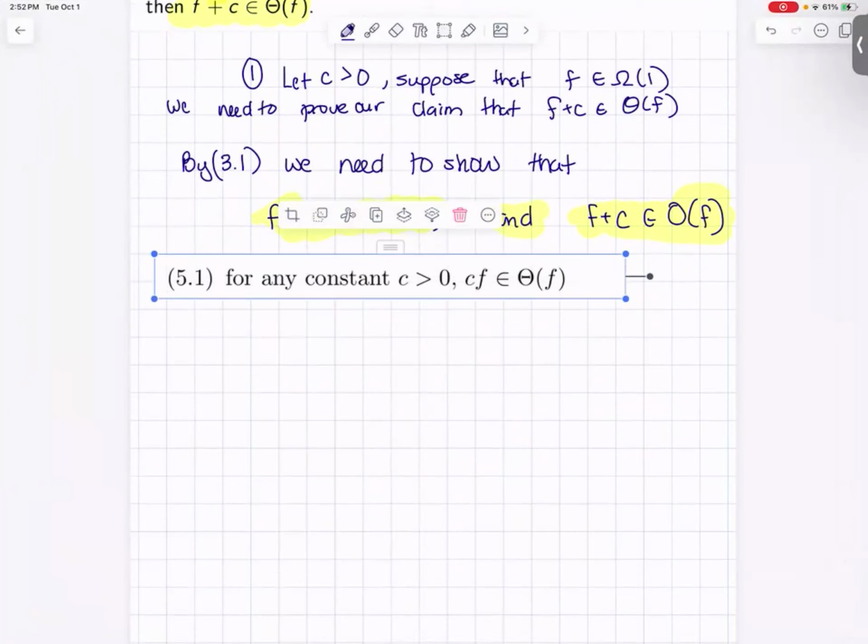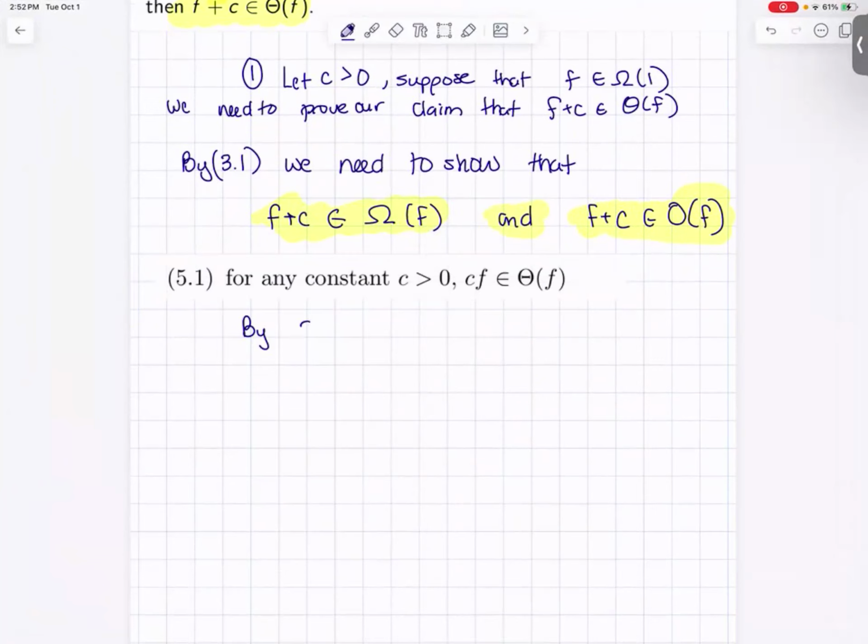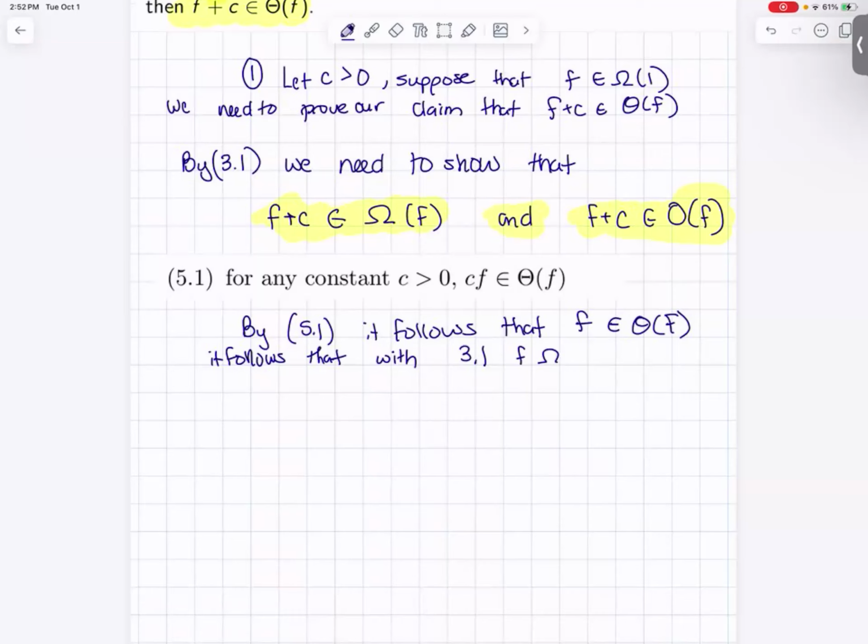Okay, so using this right here, by 5.1, it follows that f alone would indeed be in theta of f. That makes sense. And so then it follows that with 3.1, we can say that f will be in big omega of f.